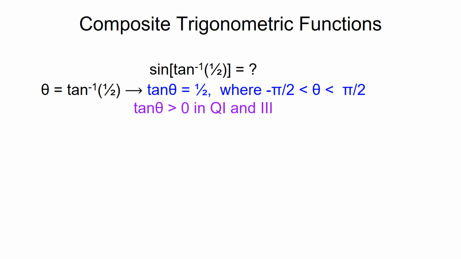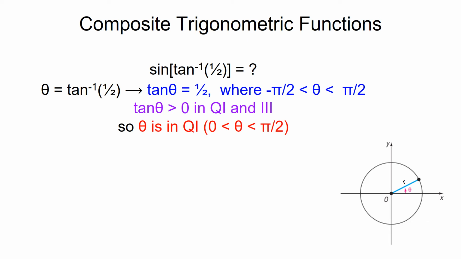Ignoring that angle restriction for the moment, we know that the tangent of theta is 1/2, which means that, generally speaking, the angle theta lies in either quadrant 1 or quadrant 3. So we have two sets of constraints on theta. The only angles that meet both criteria are those found in quadrant 1, the angles between 0 and pi over 2. The figure on the right shows a possible value of theta.